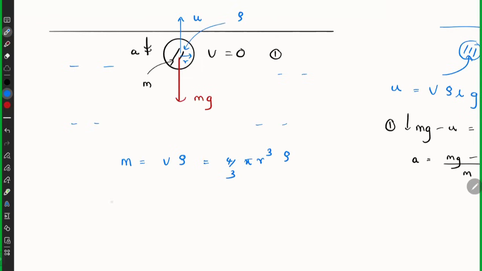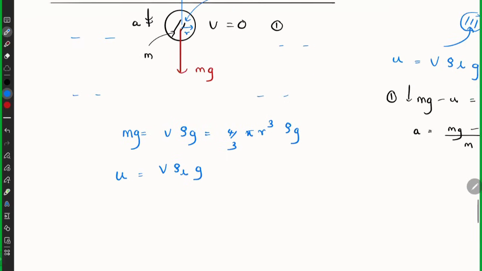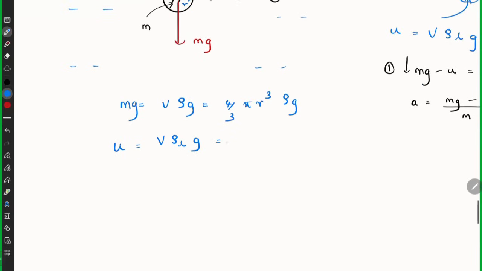Now tell me, what is upthrust? The volume of the object that's sunk, multiplied by the density of the liquid, multiplied by gravity. That's upthrust. And the weight mg is the mass multiplied by gravity, right? So what's the upthrust then? V rho liquid g. But what's the volume? 4/3 pi r cubed rho liquid g.